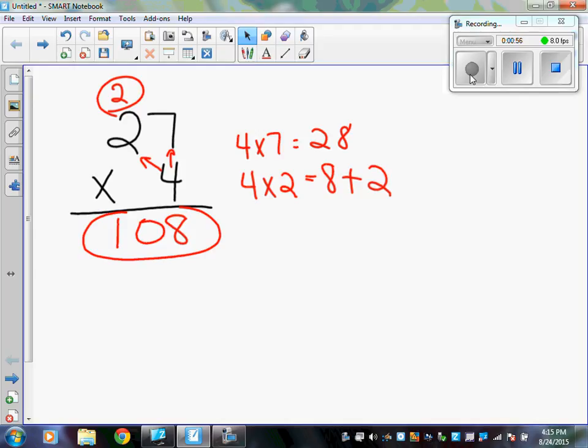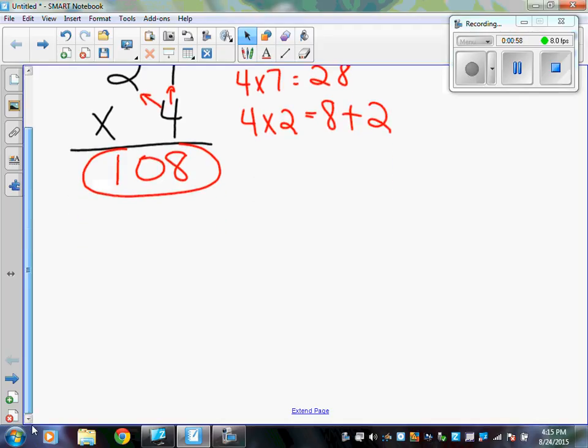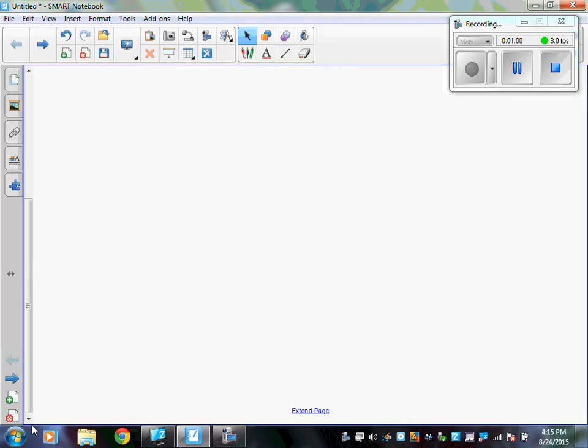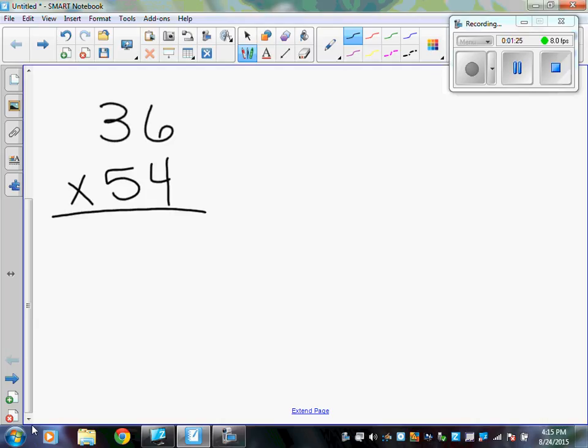Now, moving on to our 2-digit times 2-digit warm-up. I'm going to show you both ways. They're in your journals. You can look at that to help you, and then you can also use this video. We're going to do the same problem using the standard algorithm or the circle scratch, and then I'm going to show you again with the same problem using the break apart or distributive property. So let's say I have 36 times 54.